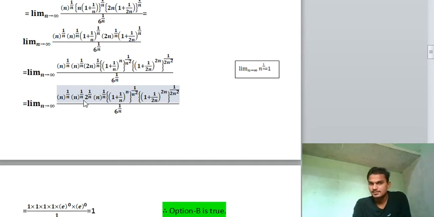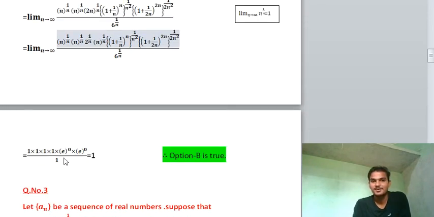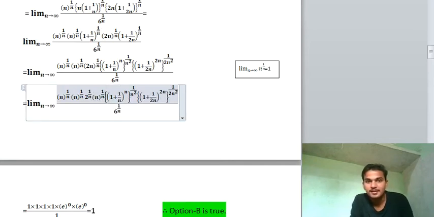So this is 1, this is 1, limit of this is 1, limit of this also 1. So you can write it as 1 into 1 into 1 into 1. Then when we find the limit of 1 plus 1 by n whole to the power n, that is e.